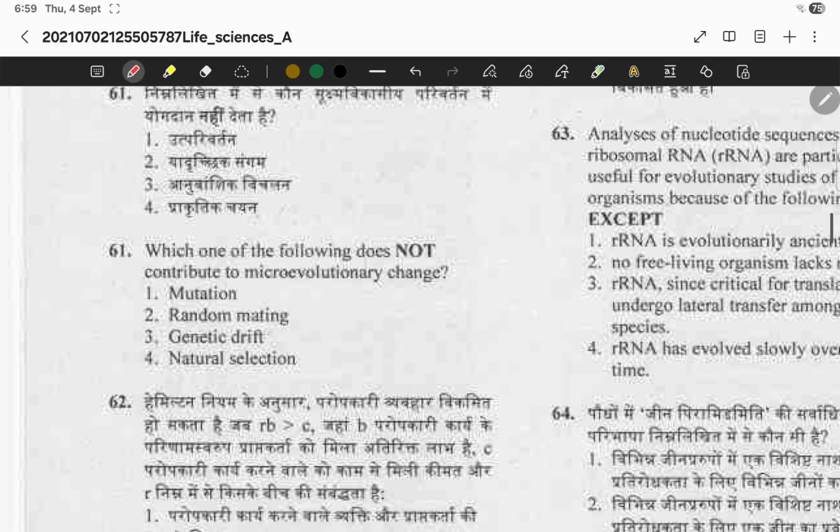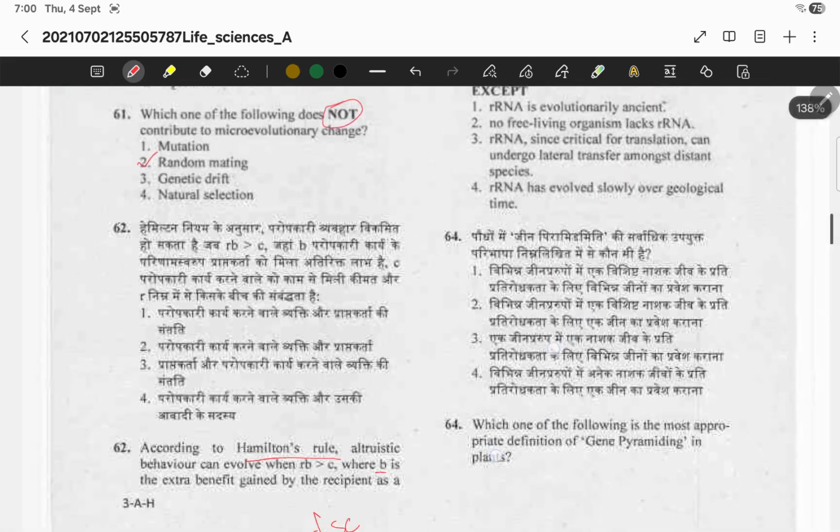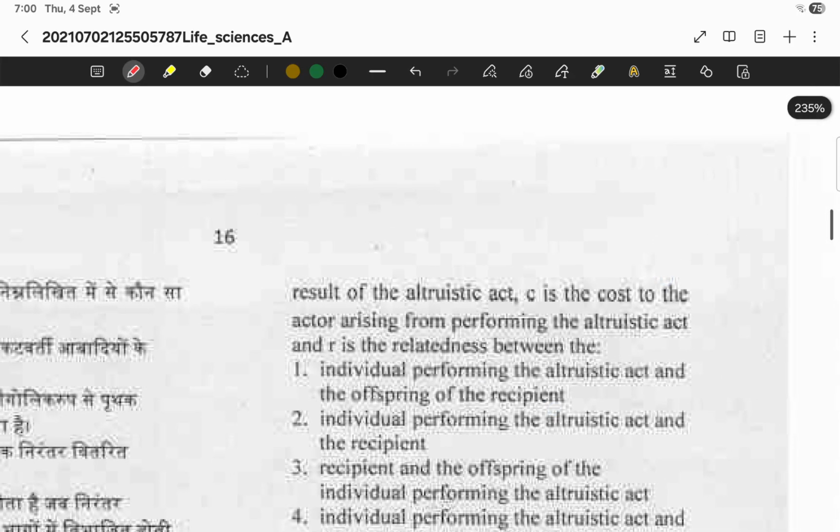Next, which one of the following does not contribute to the microevolutionary change? Random mating. According to Hamilton's rule, who is Hamilton? Altruistic behavior can evolve when RB is greater than C. What is R? What is B? What is C? Where B is the extra benefit gained by the recipient as result of altruistic act, RB is greater than C.